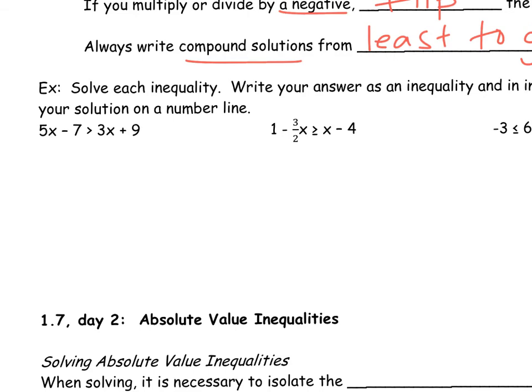For our first example, 5x minus 7 is greater than 3x plus 9. Our rule about keeping the variables on the left-hand side would indicate we should move the 3x to the left, and I'll do that by subtracting. I'm also going to move the -7 to the right by adding. So 2 steps done in one row.